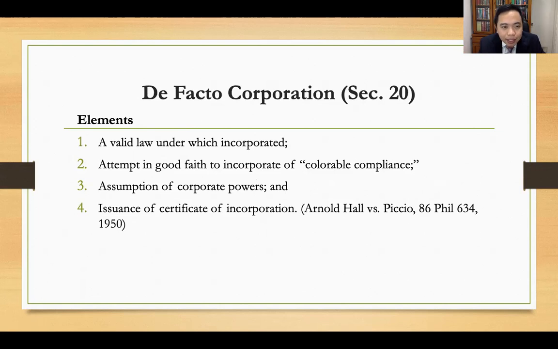There are four elements again. Number one, a valid law. Number two, attempted in good faith to incorporate, or a colorable compliance. Number three, assumption of corporate powers. Number four, issuance of a certificate of incorporation. Without a certificate of incorporation, there can be no de facto corporation. Kailangan na issuehan muna siya ng certificate of incorporation. That is a basic requirement. Kung walang certificate of incorporation, there can be no de facto corporation.